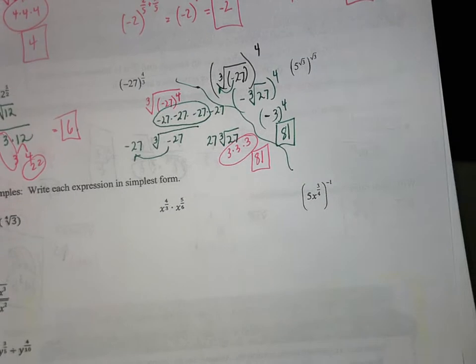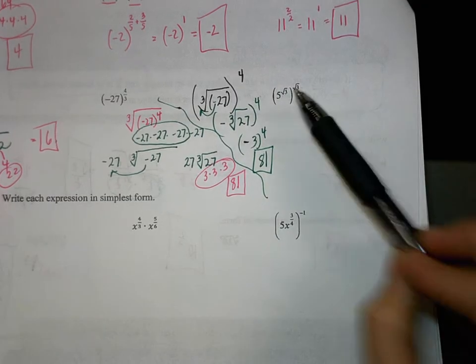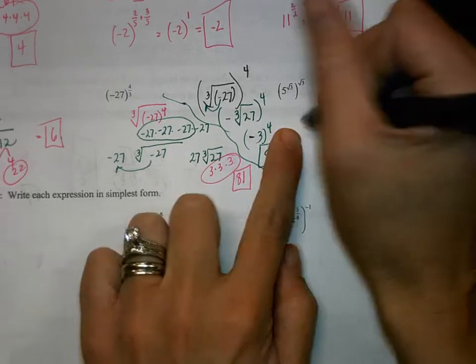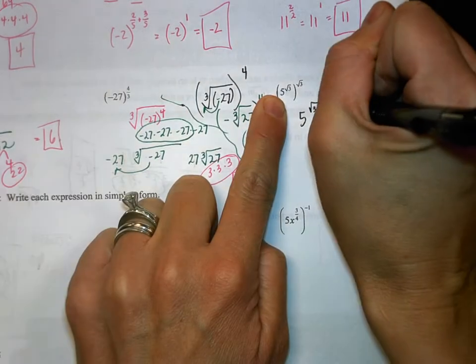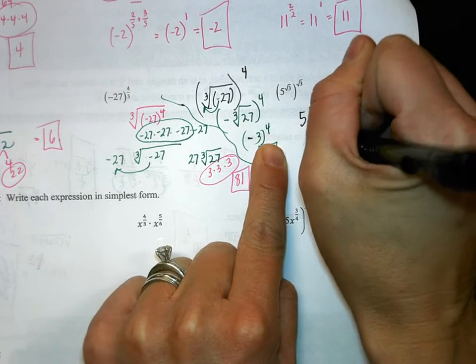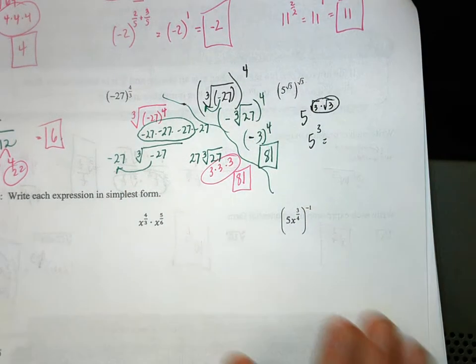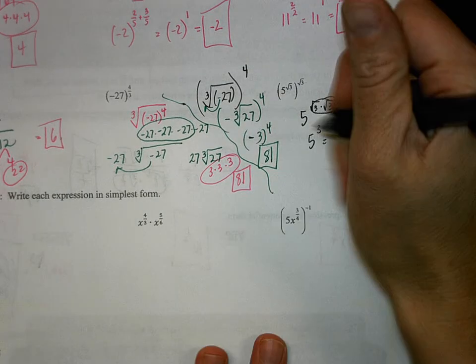What happens when I have powers to powers like this? They multiply. What is root 3 times root 3? So we have 5 to the root 3 times root 3, which is 5 to the third. And 5 to the third power is 125.